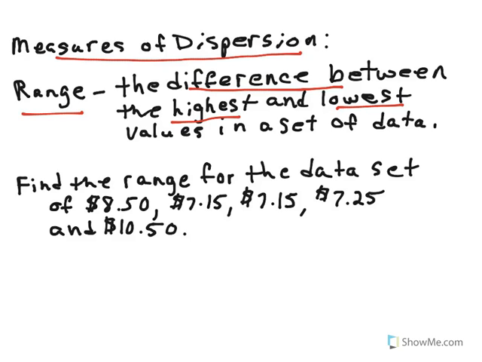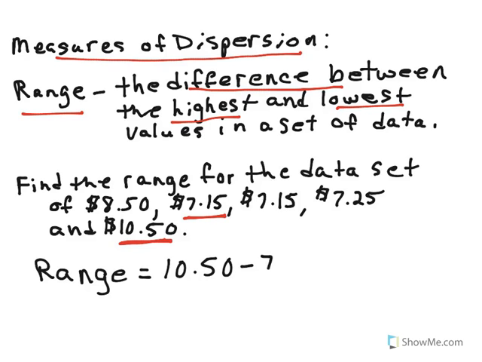$7.15, $7.25, and $10.50. The highest value is $10.50. The lowest value is $7.15. So the range then equals the highest value, $10.50, minus the lowest value, $7.15, which gives us $3.35.